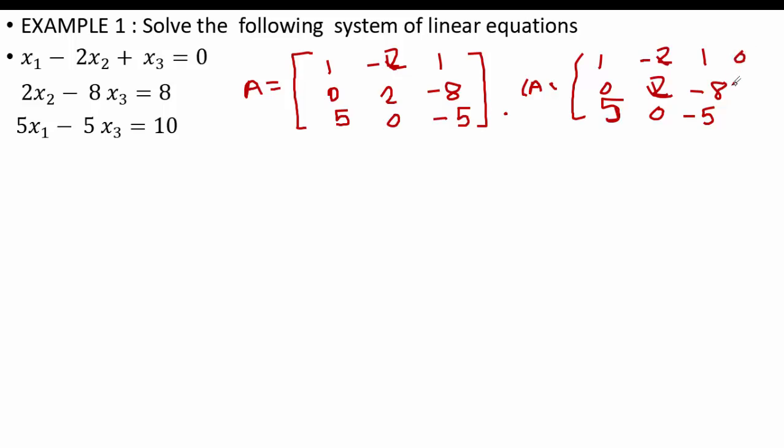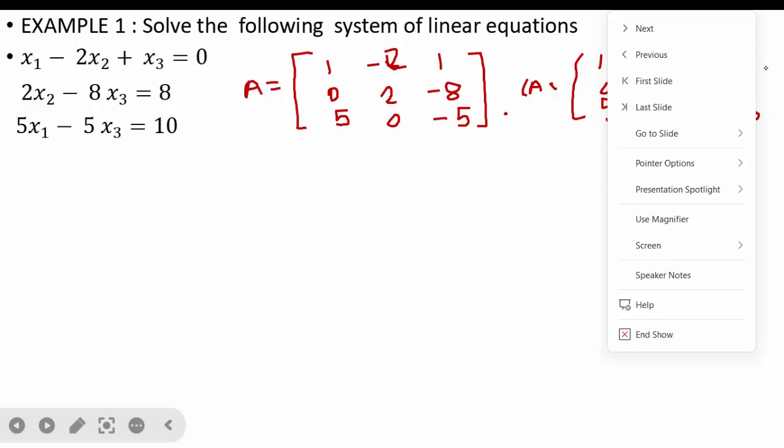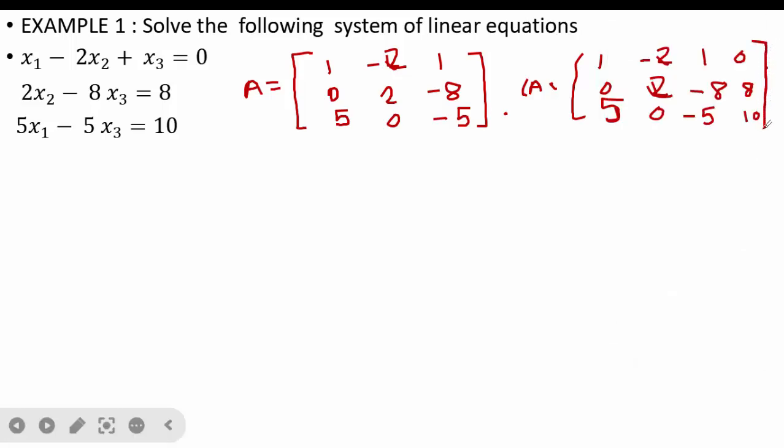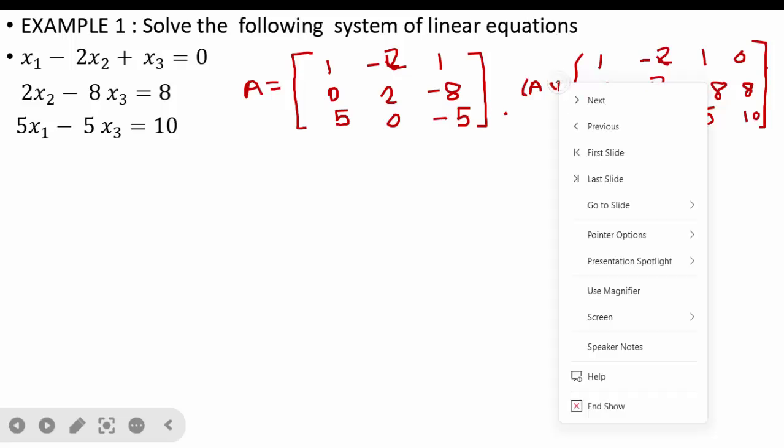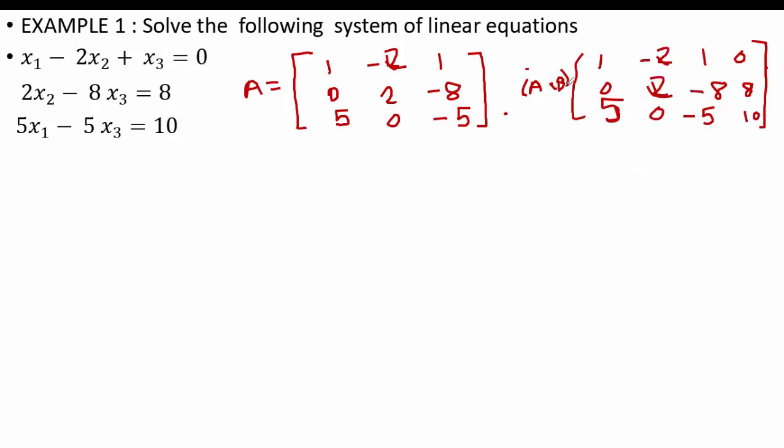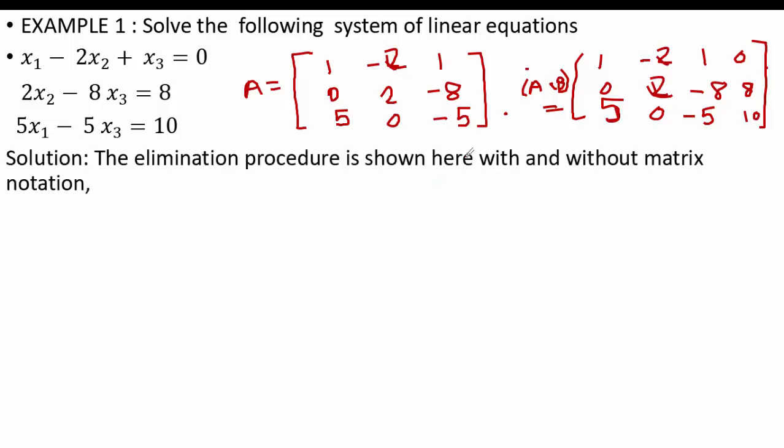first equation constant 0 in the first row, constant term 8 in the second row, and third equation constant 10 in the third row, then we will get a matrix AB, the augmented matrix AB. What is an augmented matrix? In this matrix, what we have to do? We have to write the coefficients of all the equations, and then lastly we have to write the constant terms to the right hand side of each equation. See the elimination process with and without matrix notation in both notations.